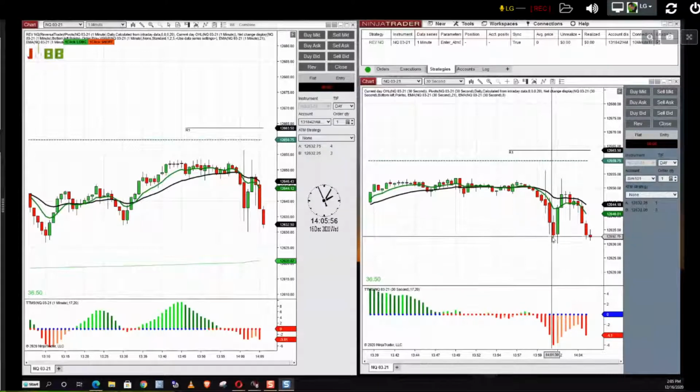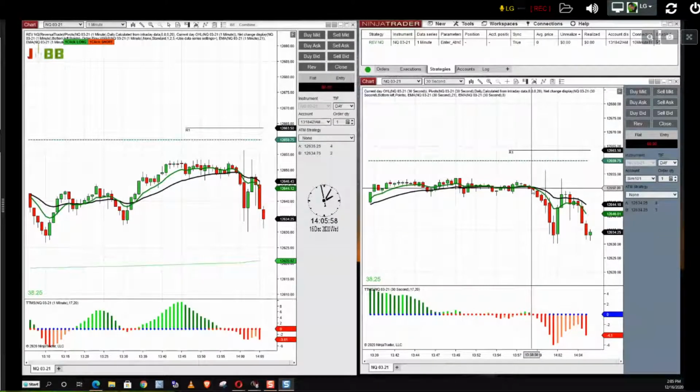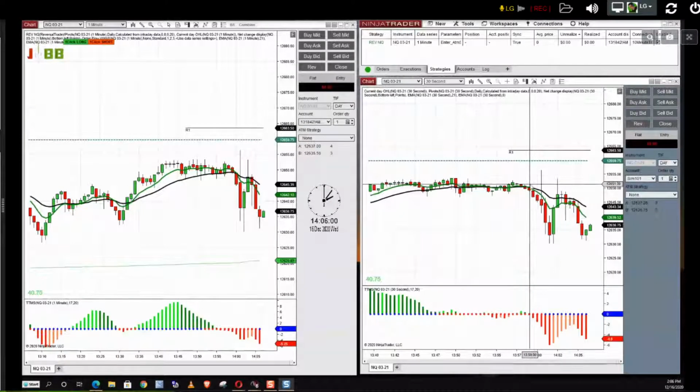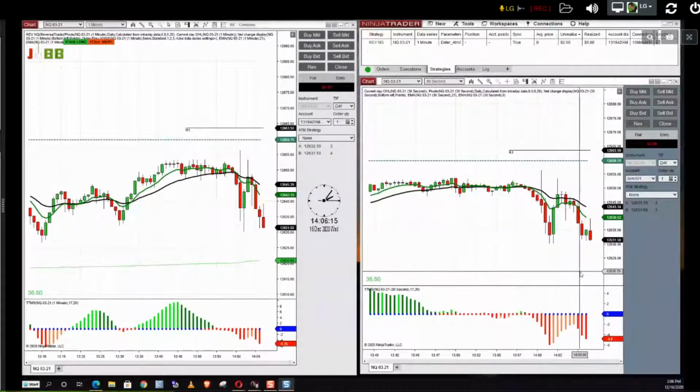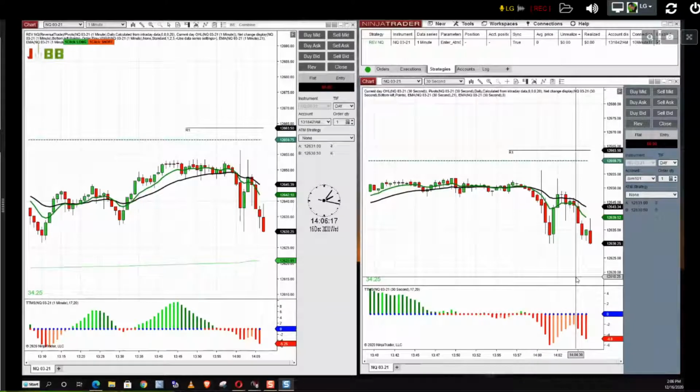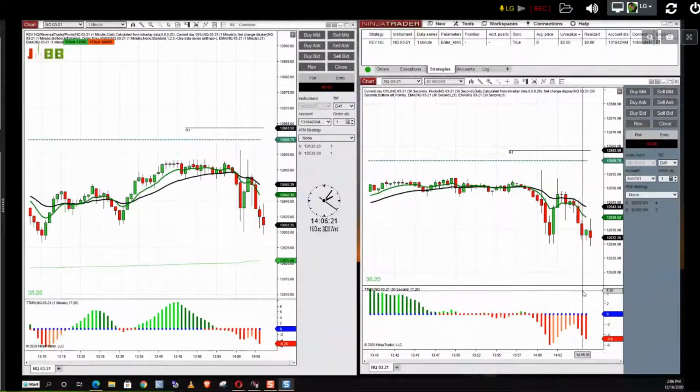Now, so there's your first. Now, the first crossover is before the report. So you had a long signal at 1402 that actually worked. And then you had a good reversal signal. No, you didn't have the reversal signal.